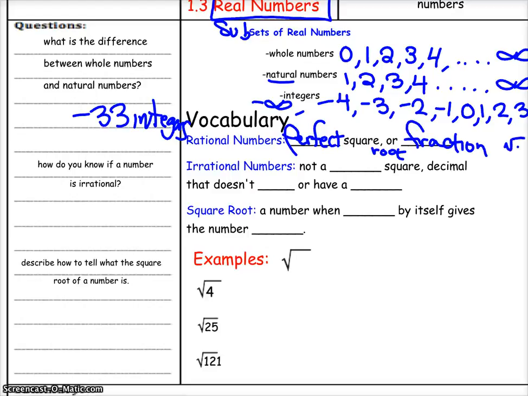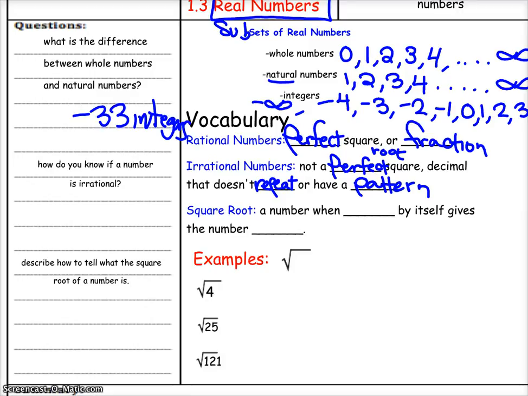Like the square root of 25 is rational, because it's a perfect square. Irrational numbers is not a perfect square, or it's a decimal that doesn't repeat or have a pattern. Now some of you like this style of notes. I have a much easier one coming up here in a couple slides. A much easier way to isolate them.